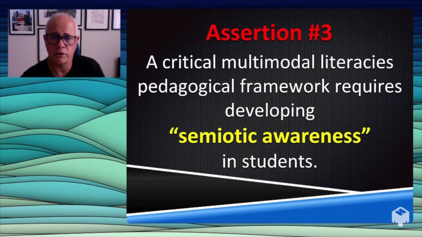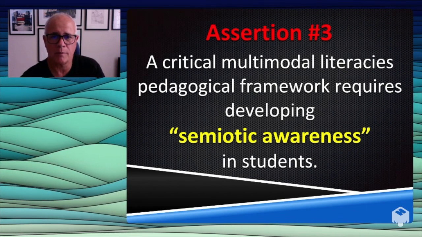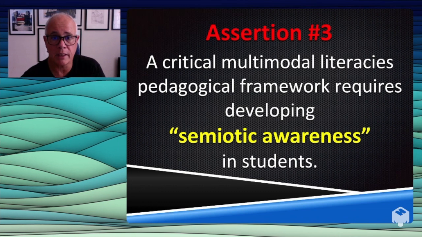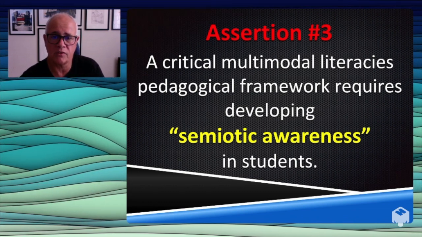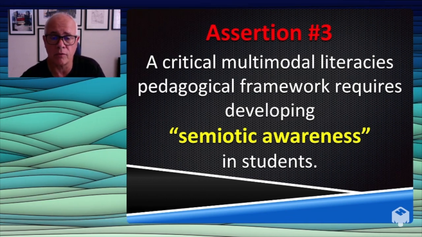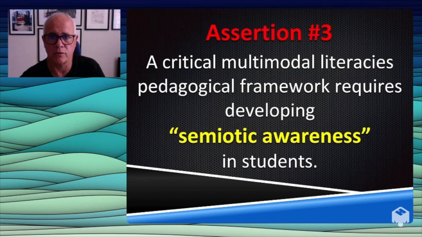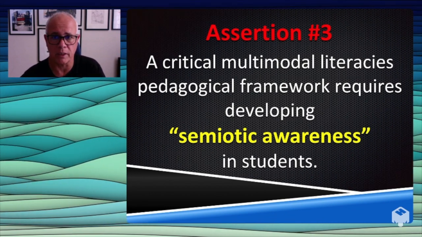The third assertion, this was the work of Tondreau and others, is the notion of developing semiotic awareness, of paying attention to how different modes work, and understanding the concept of signification, that certain things do mean things, and being aware of how symbolism takes place, for example, and how design, typography, and color can affect meaning potential.